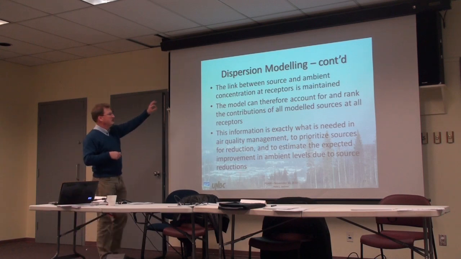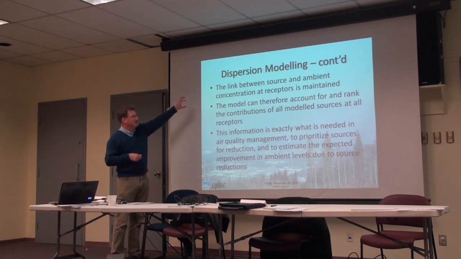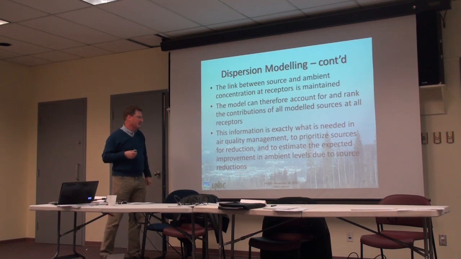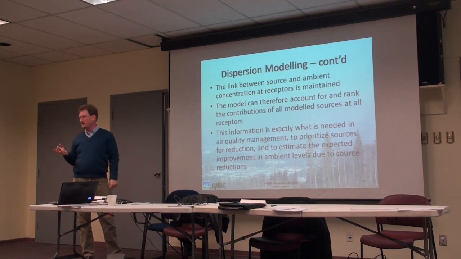So the link between source and ambient concentration at receptors is maintained as a key feature, so we know what the link is. And therefore we can use the model to account for and rank all the sources and their contribution to ambient air quality. And this is exactly what is needed for air quality management. This is the exact kind of information you need. So the key here is if you feel the model is realistic, it's doing the right things, then you can use it directly as a tool to rank and prioritize sources.